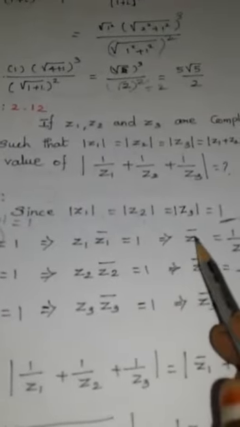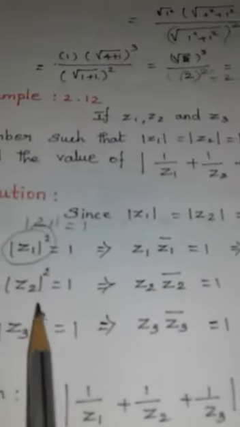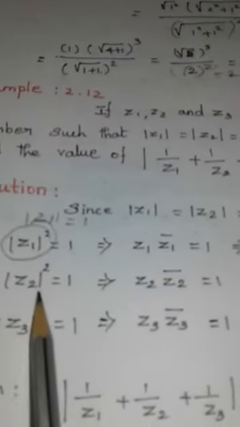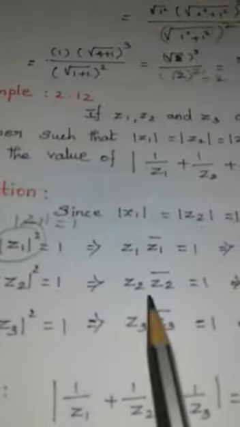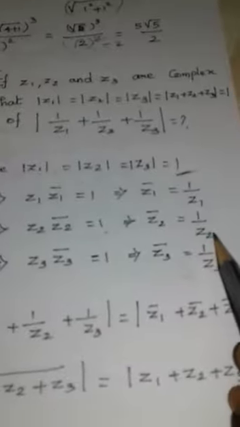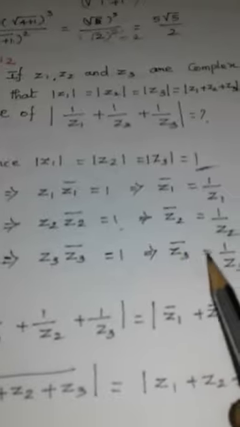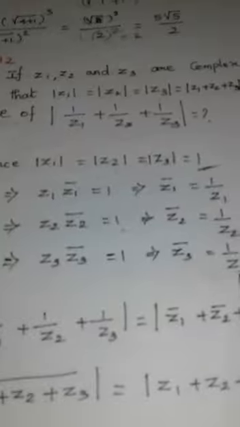We want Z1 bar. That's why it is 1 divided by Z1. Similarly for Z2, modulus of Z2 to the whole square equal to 1. Using the property, Z2 into Z2 bar is equal to 1. We want Z2 bar, so it is 1 by Z2. Then third, Z3: modulus of Z3 to the whole square equal to 1. So Z3 into Z3 bar is equal to 1. Z3 bar is 1 by Z3.